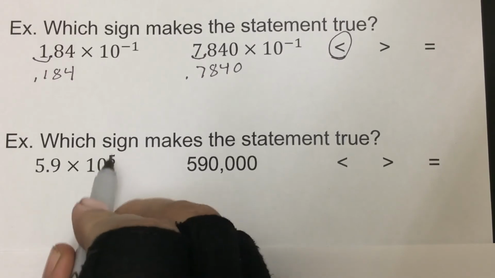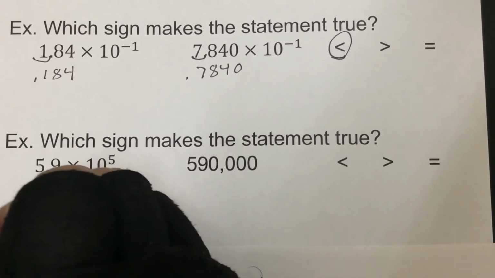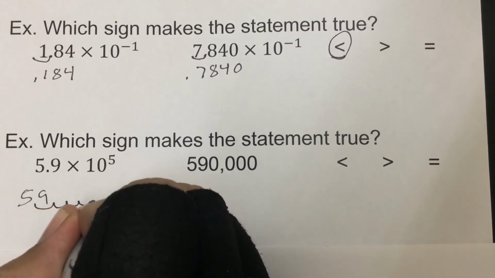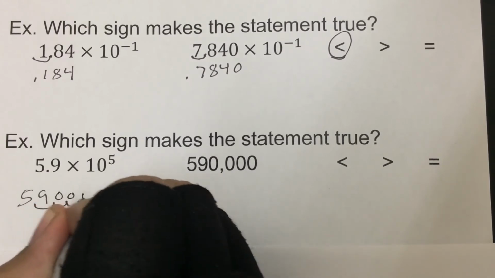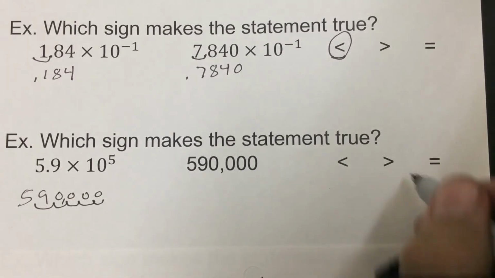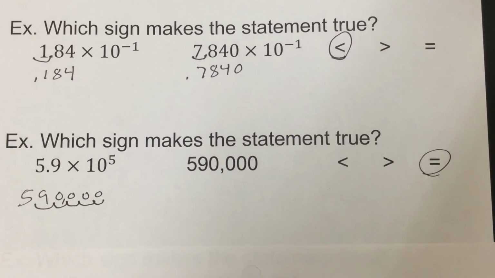So 5 times, it's a positive 5, means we're going to move it 5 to the right. So 5, 9, once, 2, 3, 4, 5. So 1, 2, 3, 4. We're going to add 4 zeros, makes it the same. So we're going to be equal.